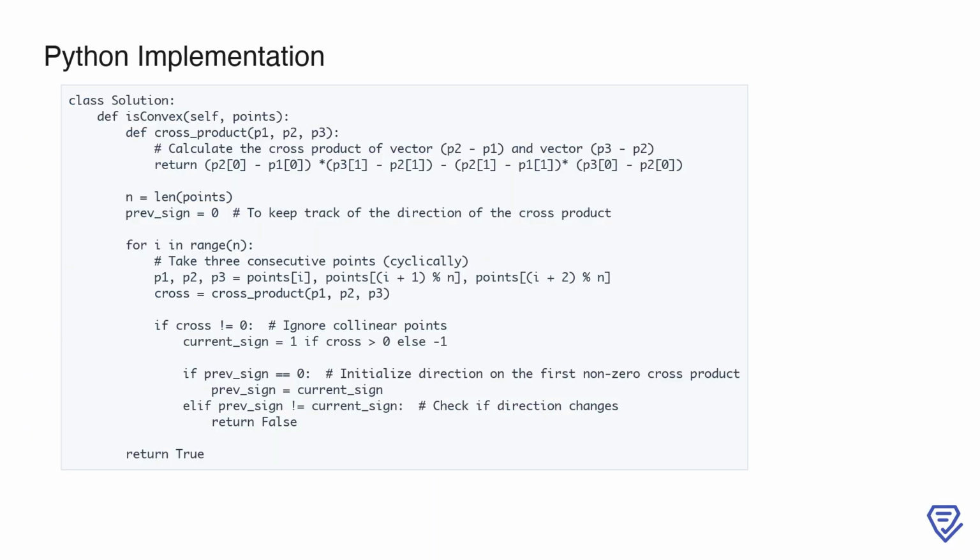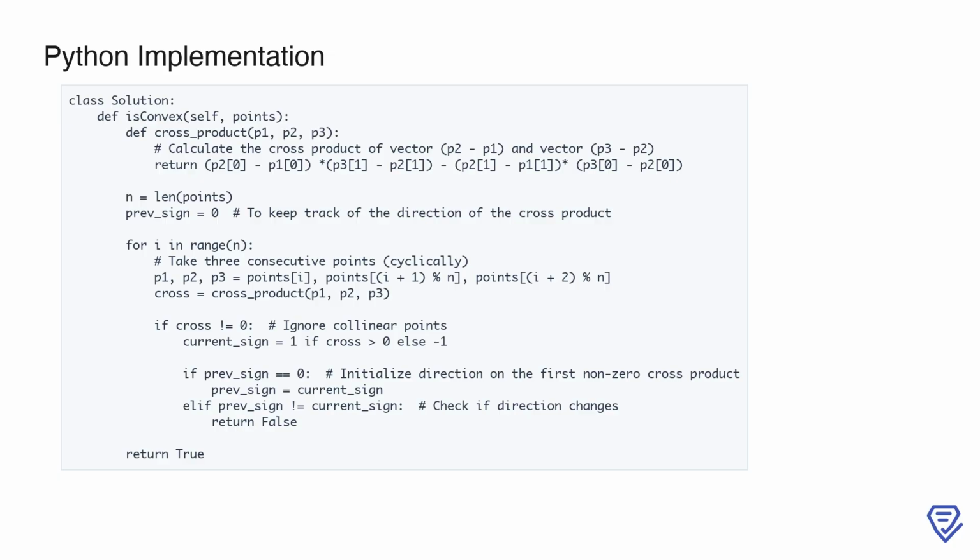This implementation determines if a polygon is convex by checking the cross products of consecutive edges to ensure they all have the same directional sign. We start by defining a helper function, cross_product, which computes the cross product for 3 points. This is essential for determining the relative direction, clockwise or counterclockwise, of consecutive edges. The main function, isConvex, iterates through all points in the polygon, considering 3 consecutive points at a time.